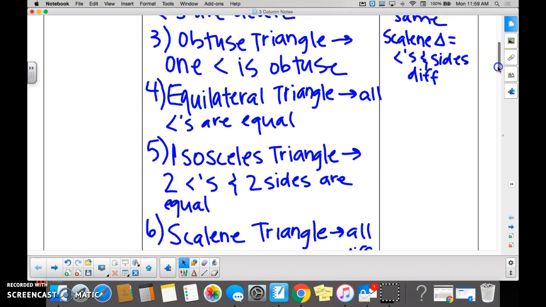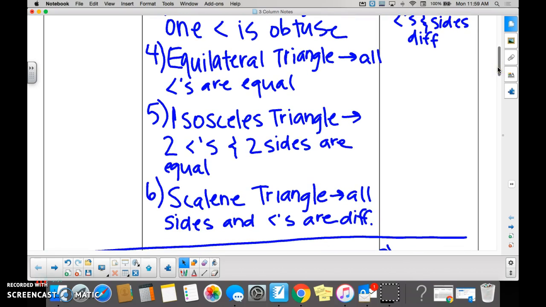And we have isosceles triangle. Two angles and two sides are equal. Can we have three angles and two sides equal? No. Only two angles and two sides. Scalene triangle, all the sides and angles are different.